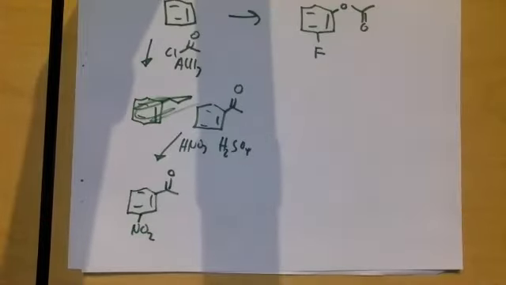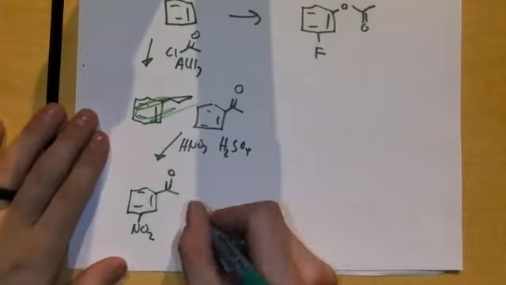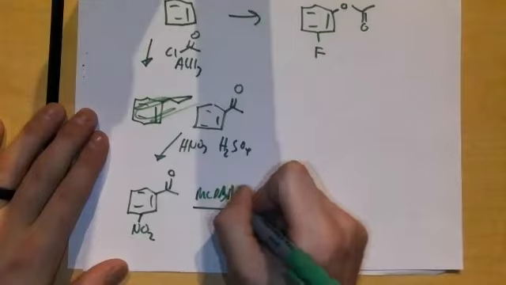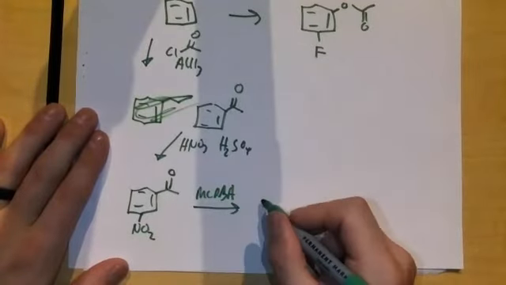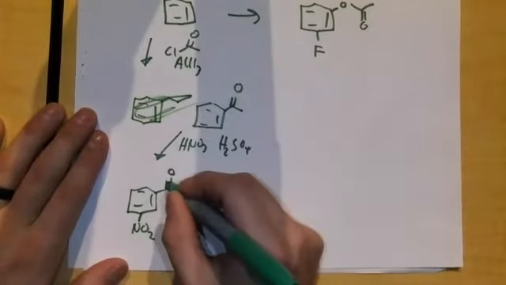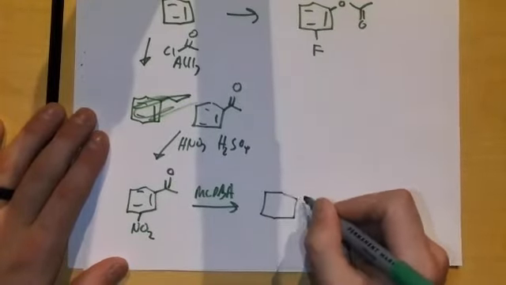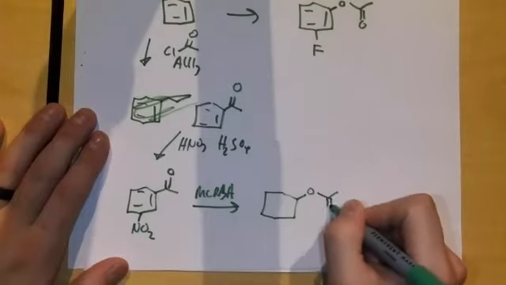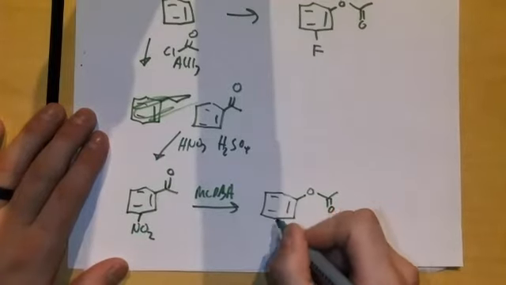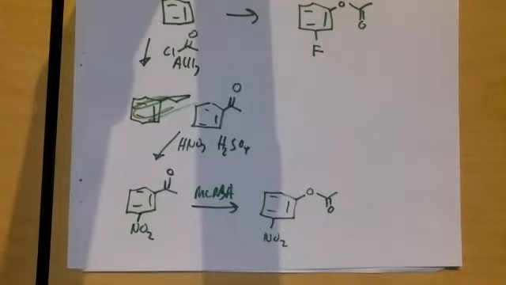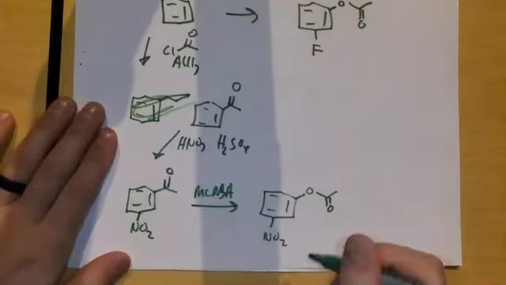From this point, it doesn't really matter if you do the MCPBA first or if you make the fluorine first. I'm going to add an MCPBA. This is going to insert an oxygen in between my ketone and my aromatic ring. And now I just have to go through that same pathway to make fluorine here.